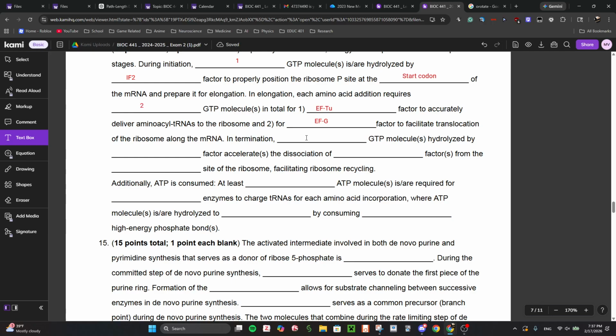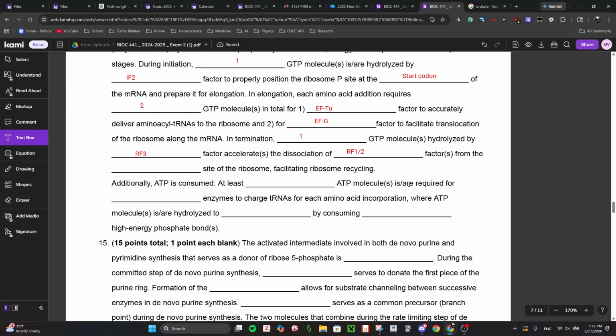Okay, in termination, how many GTPs are used? Somebody said 2, but for this one you kind of have to read ahead for the rest of the quiz. It says, in termination, blank are hydrolyzed by blank factor. I think you need to read ahead a little bit. So it's going to be 1. 1 is hydrolyzed by release factor 3, right? The dissociation of RF1/2. You have to put 1/2, by the way. You can't just put 1.